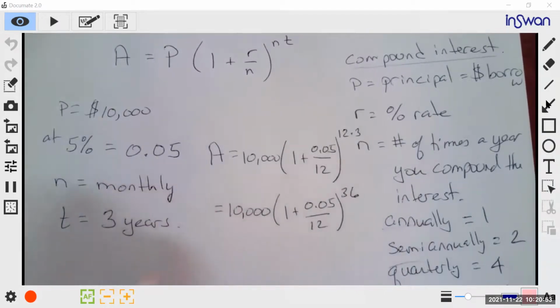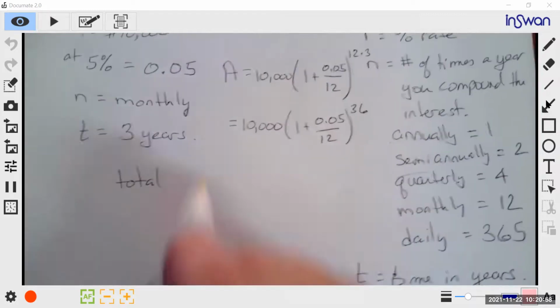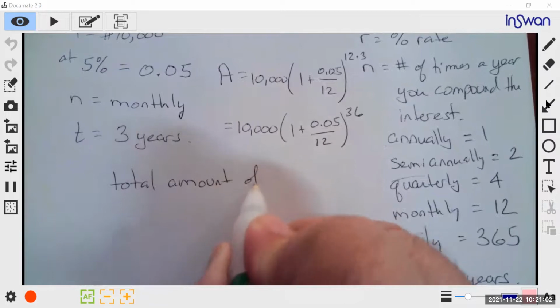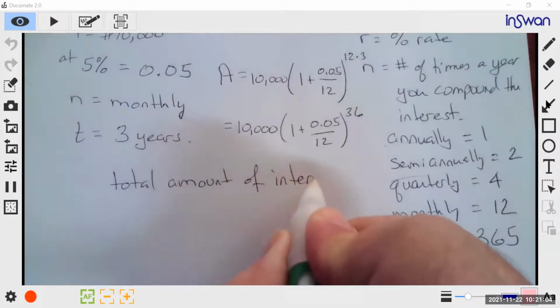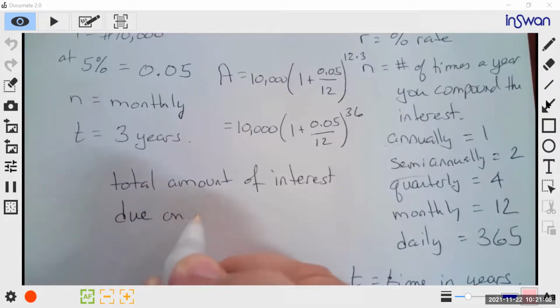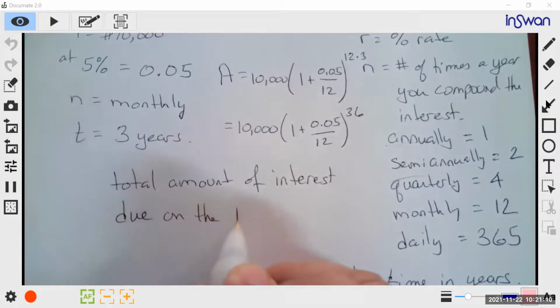This will give you the total amount due on the $10,000 borrowed.